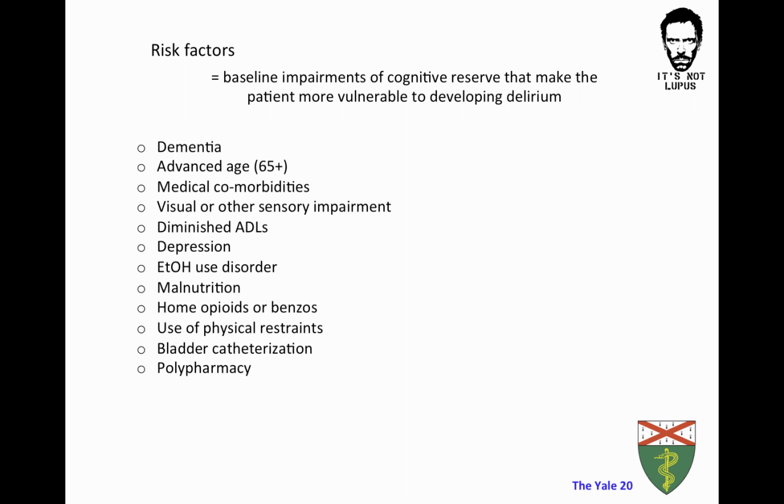Dementia is a huge one, and the risk is correlated with the severity of dementia. Other risk factors include advanced age, medical comorbidities, visual or other sensory impairments, diminished abilities to perform activities of daily living, depression, alcohol use disorder, malnutrition, use of home opioids or benzodiazepines, having an indwelling Foley catheter, use of physical restraints, or polypharmacy.